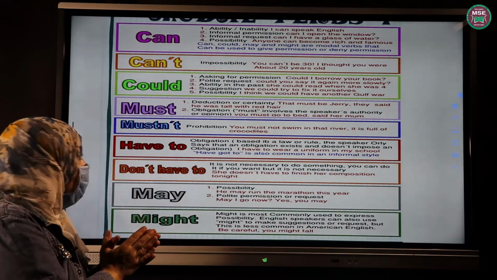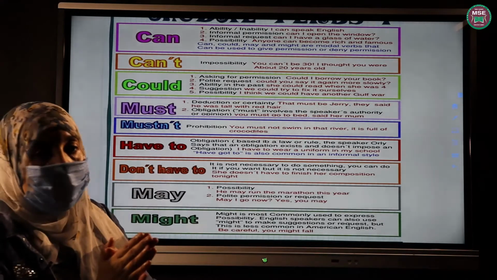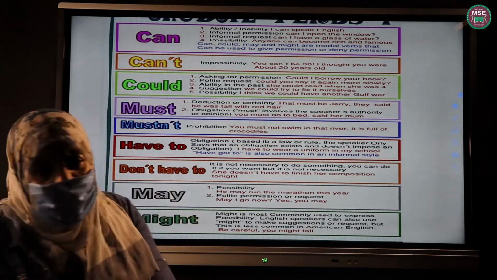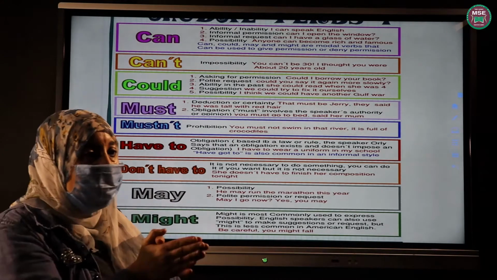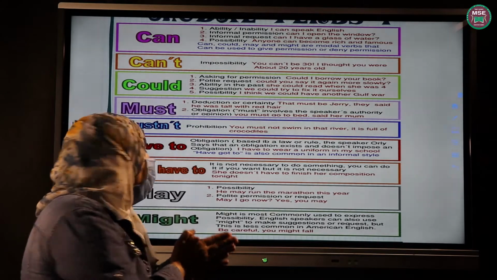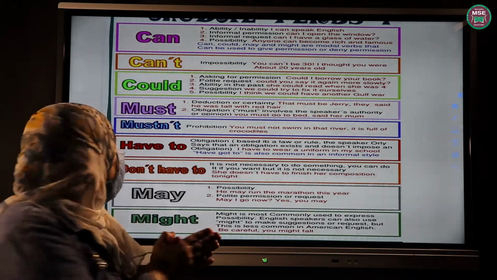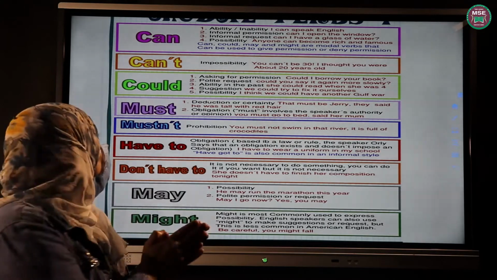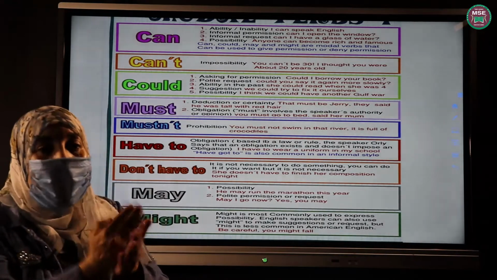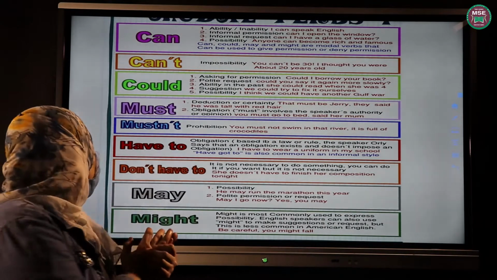I can use must for obligation. Like what? When you say, I must study hard for my exams. Or your mom comes to tell you, you must go to bed early because of the school. So here, this is kind of obligation. You must do this for your own sake.